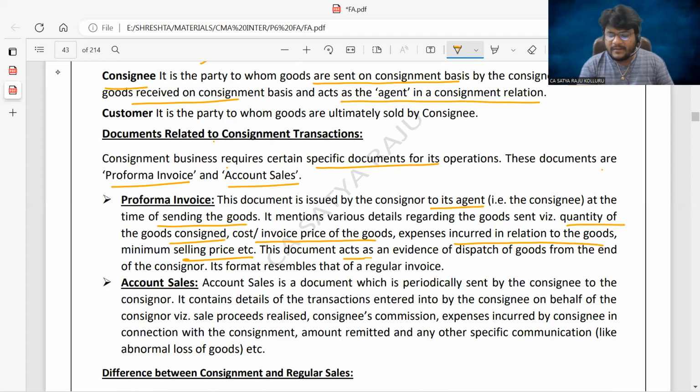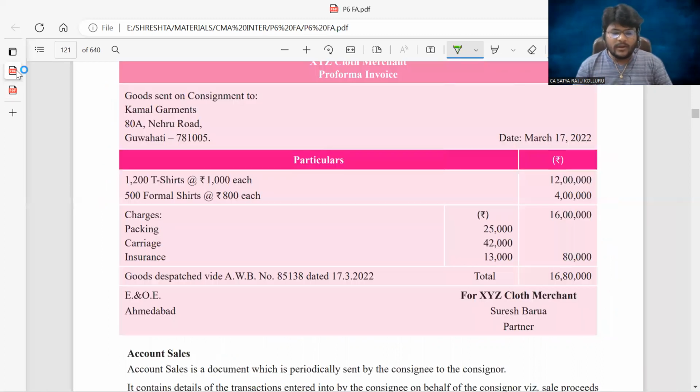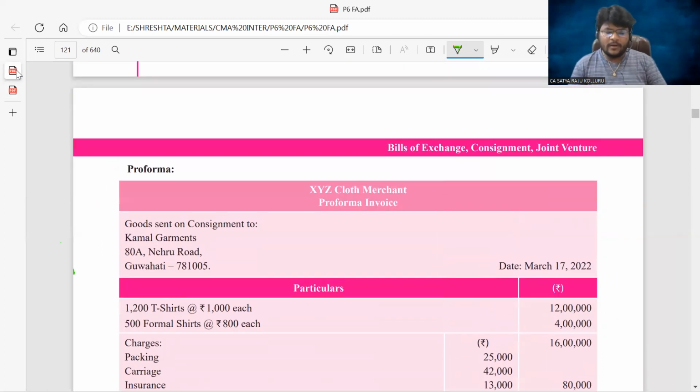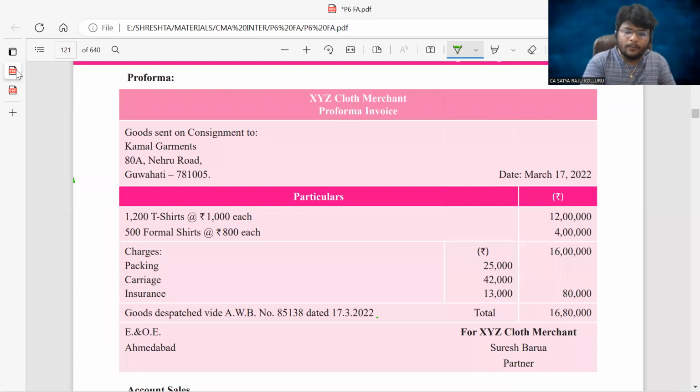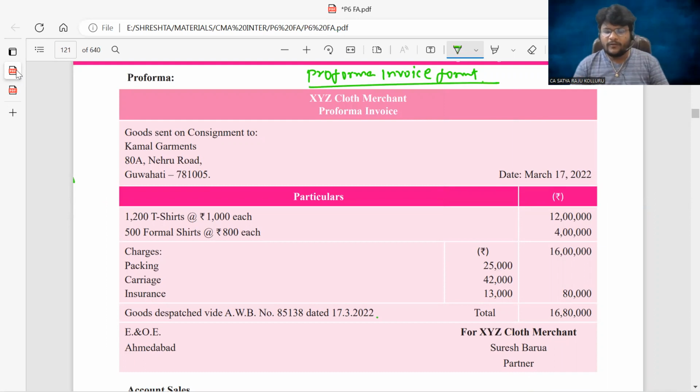All such information should be displayed in the pro forma invoice. This document acts as evidence of dispatch of goods from the consignor's end. Its format resembles that of a regular invoice. I'll show you a clear-cut format through the CMU Institute resource. All of you come here. This is a pro forma invoice format. So no need to record, just to see how the format will be.